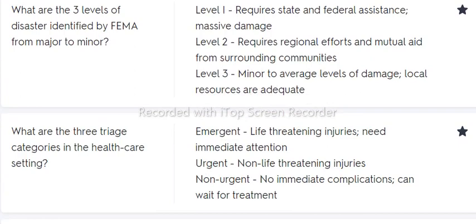What are the 3 levels of disaster identified by FEMA from major to minor? Level 1 requires state and federal assistance. Massive damage. Level 2 requires regional efforts and mutual aid from surrounding communities. Level 3, minor to average levels of damage. Local resources are adequate.